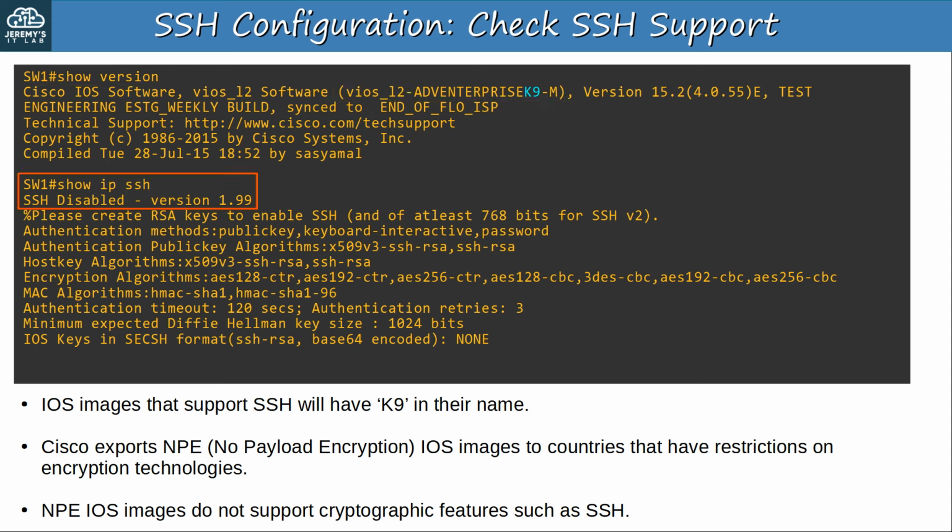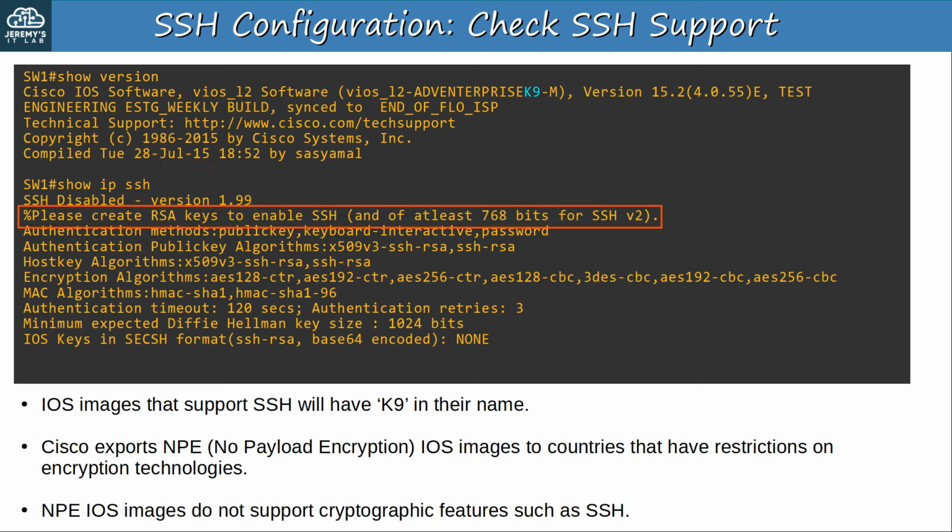Another command to use is show ip ssh. If your device doesn't support SSH, it will tell you here. In this case, SSH is supported but disabled. Notice the version is 1.99, meaning it supports both versions 1 and 2.